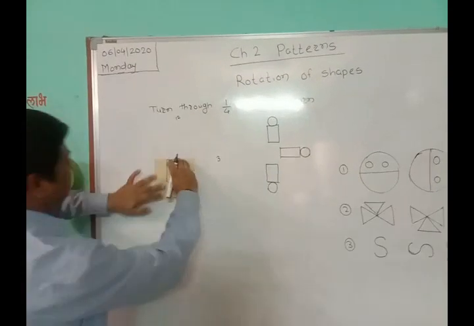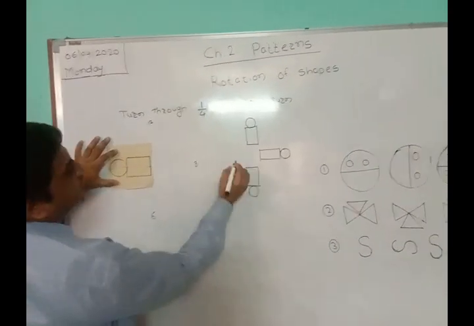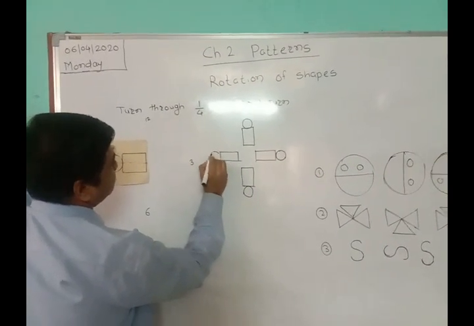If I turn it 90 degree more, now your rectangle will be on the right and circle will be on the left.